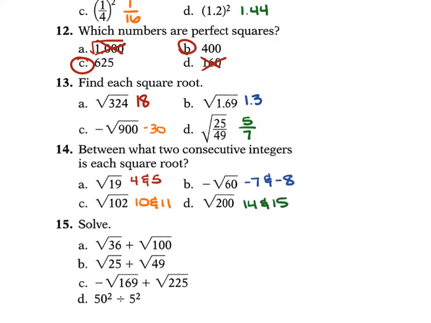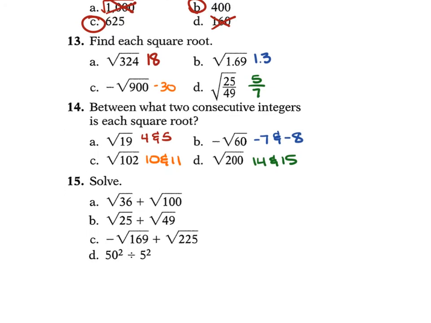All right. So for 15, we're solving these. For A, we have the square root of 36 plus the square root of 100. That's 6 plus 10, which is 16. For B, we have the square root of 25, which is 5, plus the square root of 49, which is 7. That gives us 12. For C, we have the negative square root of 169, which is negative 13, plus the square root of 225, which is 15. That's positive 2. Different signs. Keep the sign in front of the larger number, which is positive. Subtract the 2.